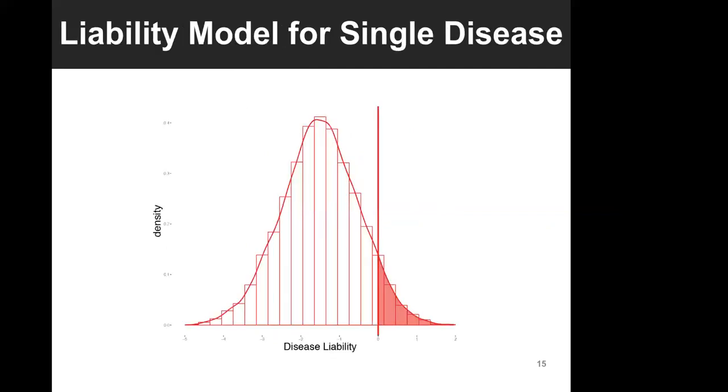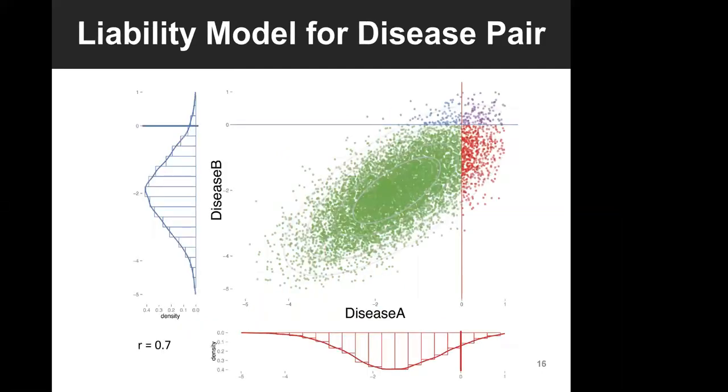So we go back to this liability model for a single disease, and if we extend this to 2 diseases, we can see that the red dots here represent patients that have disease A. The blue dots are patients that have disease B, and the purple dots are patients that have both diseases. The green means the patients are healthy. This is showing a disease liability correlation of about 0.7, and this is on the phenotypic liability level.